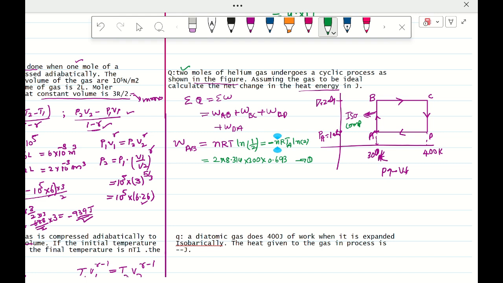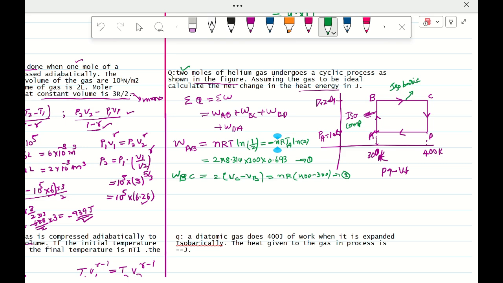Coming to the next, work done from B to C. It is clear it is an isobaric process, because pressure is constant. Therefore P into Vc minus Vb, since the temperature is increasing. So this will be nR into 400 minus 300. So it will be equation 2.